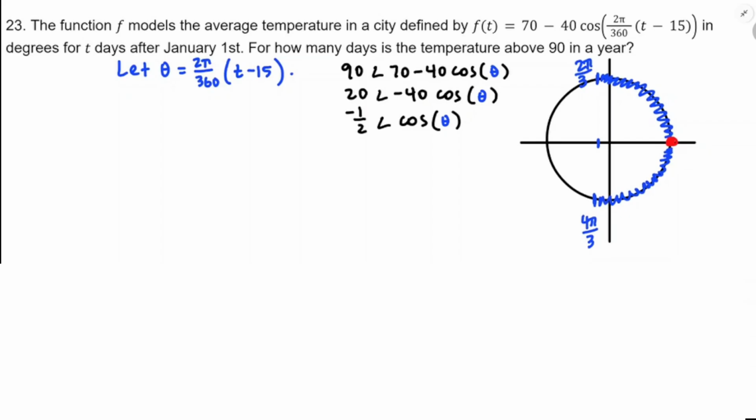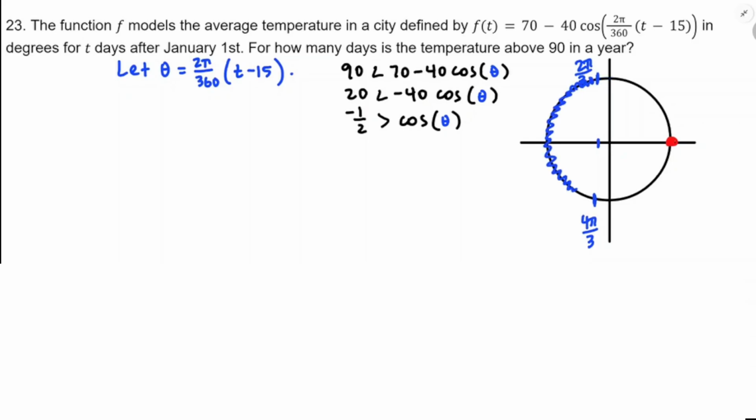Okay, yeah, there's a lot of things looking wrong about that to me, and I'm just now realizing I did a bunch of stuff wrong there. Most importantly, that inequality. When I divided both sides by negative 40, I did not reverse the direction of the inequality. That makes more sense, right? Because there should not be that many days in the year where the average temperature is above 90 degrees. It'll be that cosine theta is less than negative 1/2, and that'll be between 2 pi over 3 and 4 pi over 3.